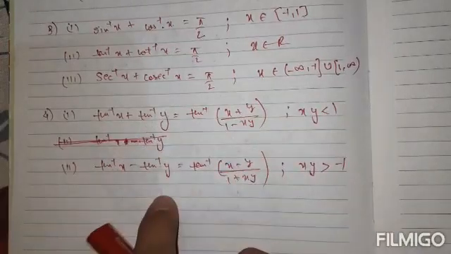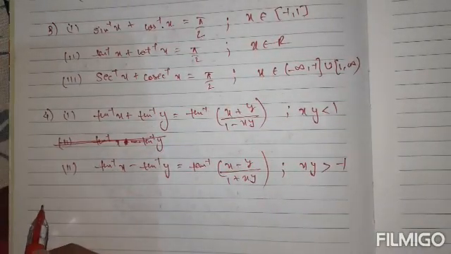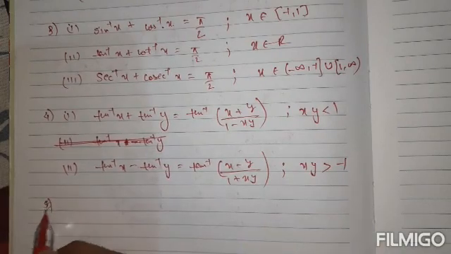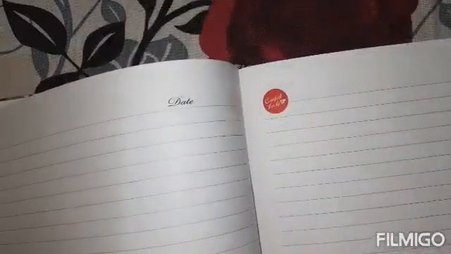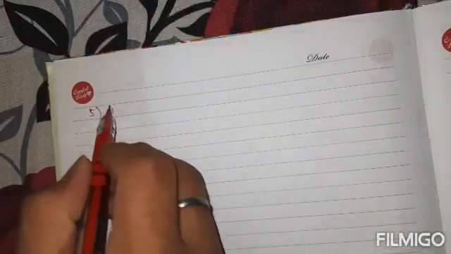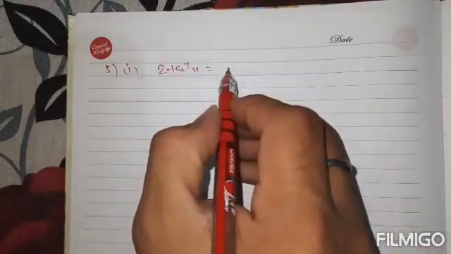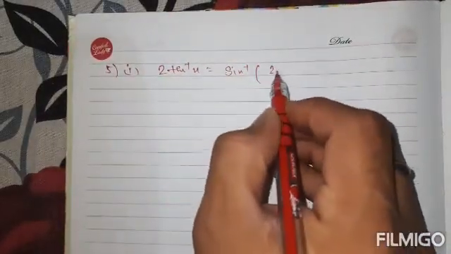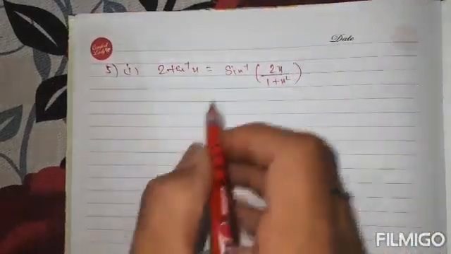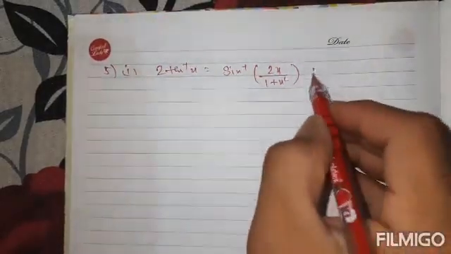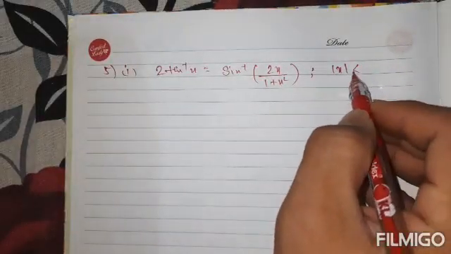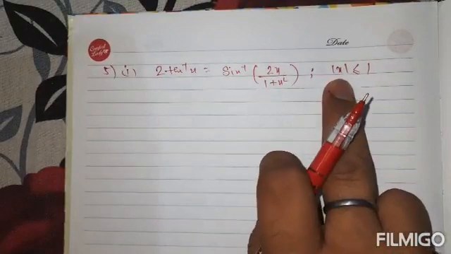These are the formulas of tan inverse functions. Then the next set of formula is this one. 2 tan inverse x can be written as sine inverse 2x upon 1 plus x square, for the domain mod x less than or equal to 1, which simply means that x lies from minus 1 to 1.